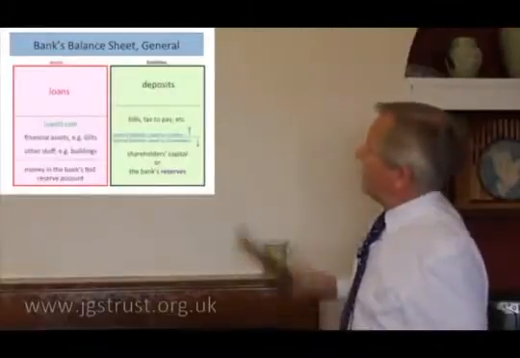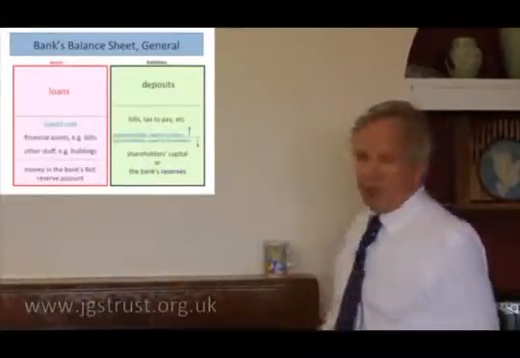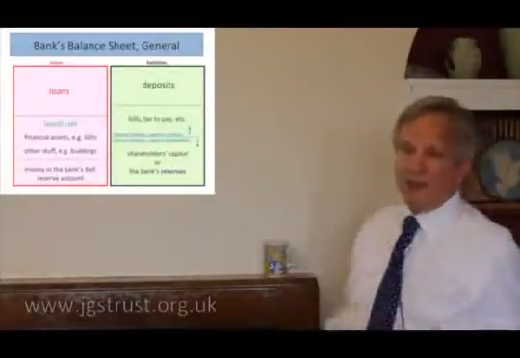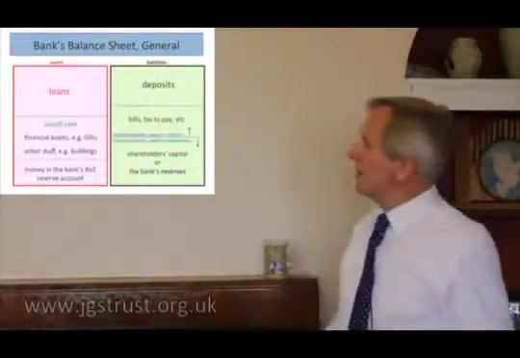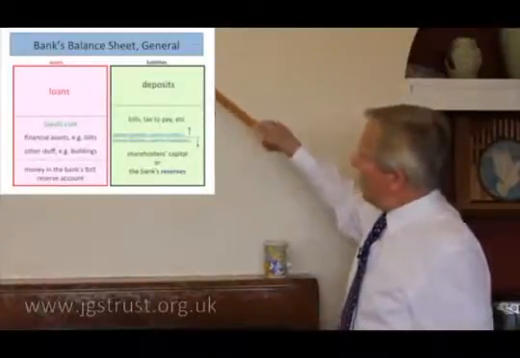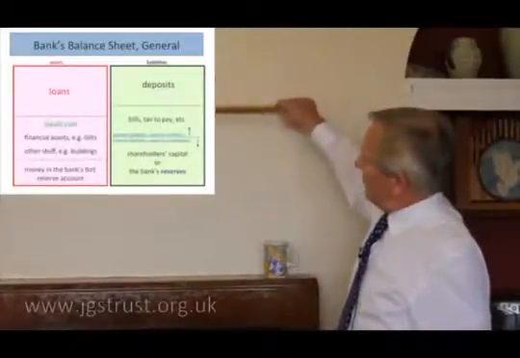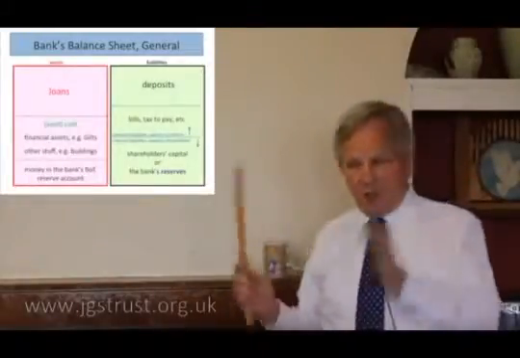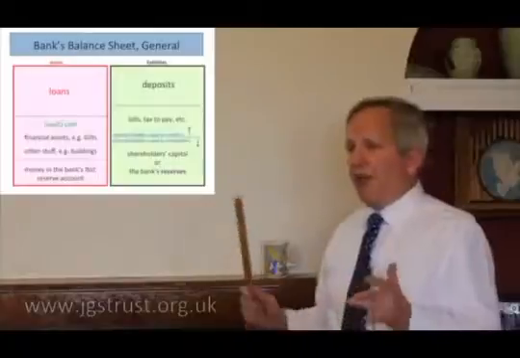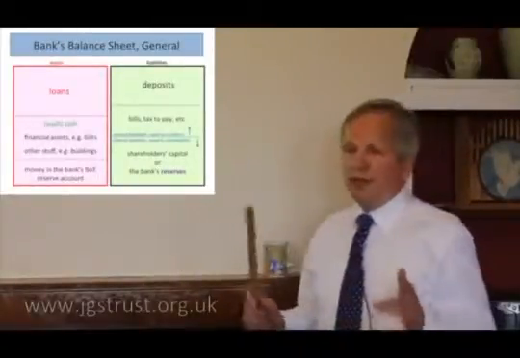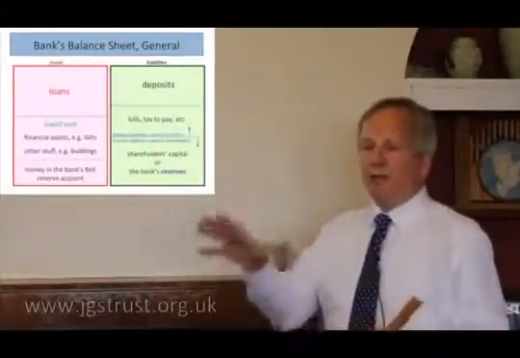Other liabilities that banks have, well, they have all the usual expenses of any business. They owe tax, they have to pay electricity bills, etc., etc. But like any business, they have this shareholders' capital account, which is a number on the liability side of their balance sheet, and it represents something quite important. It's what the shareholders would get were the bank to be wound up now.